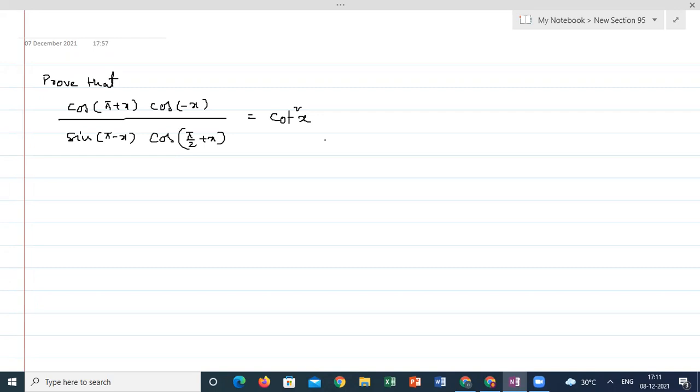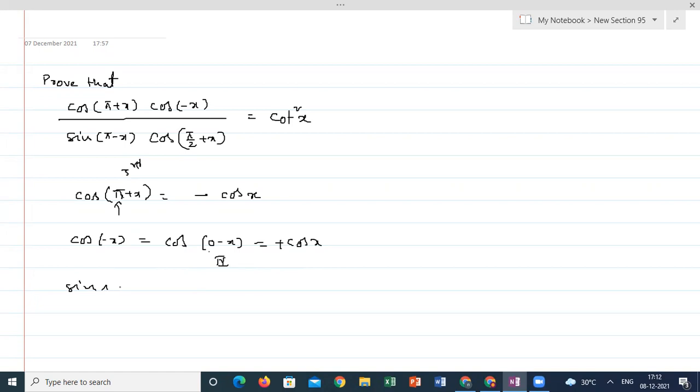What is cos of pi plus x? How to solve cos of pi plus x? Anyone can explain? It is in the third quadrant, and it is pi. So in the third quadrant cos is negative. Pi plus x will give the same ratio. So the answer is minus cos x. Same as cos of minus x can be written as cos of 0 minus x, which is lying in the fourth quadrant. And 0 will also give the same ratio. So the answer is cos x, because in the fourth quadrant cos is positive.